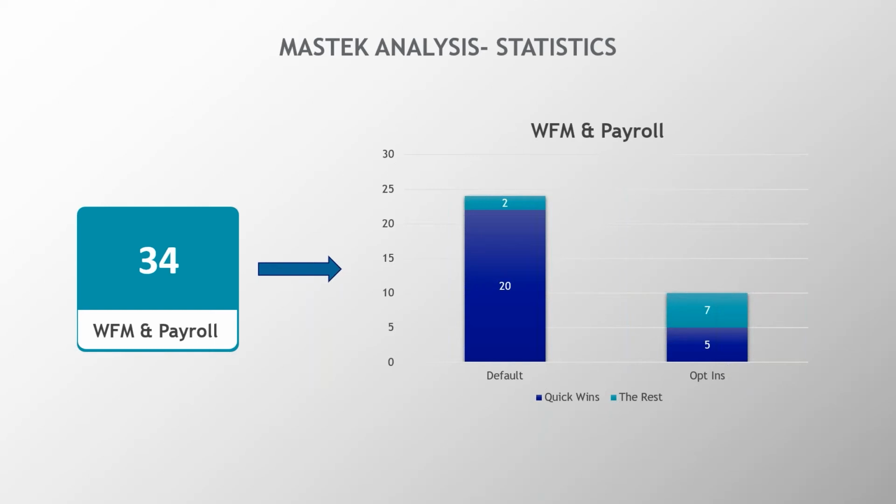And then we have 5 more quick wins where we need to do a small configuration or where we need to enable them. And then we have 9 features and the rest: 2 for which we need to do the configuration and 7 are the rest. We will talk about these 34 features in the next slides.